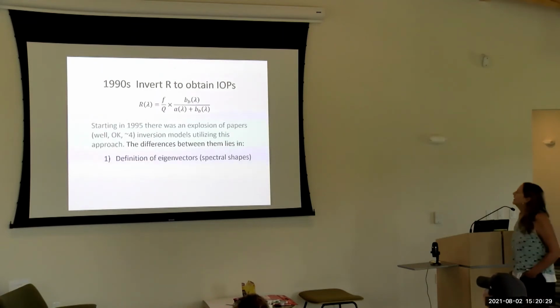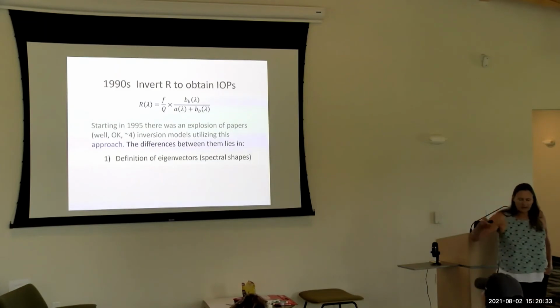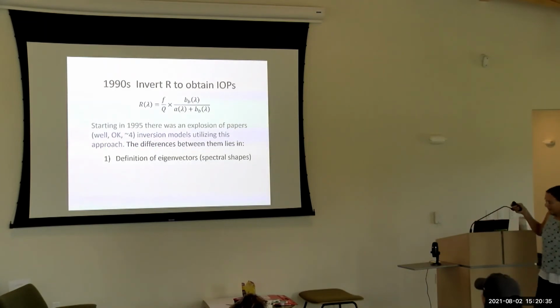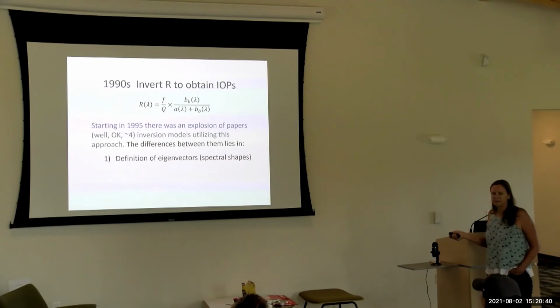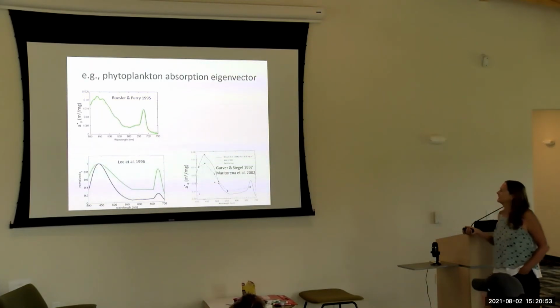Okay. All right. So the papers that came out, the flurry of papers, really the only difference between them is how they define their eigenvectors that went into the model. And here's an example of the absorption eigenvectors. So this is one that I did based upon phytoplankton, a bunch of curves that I measured and just took an average.